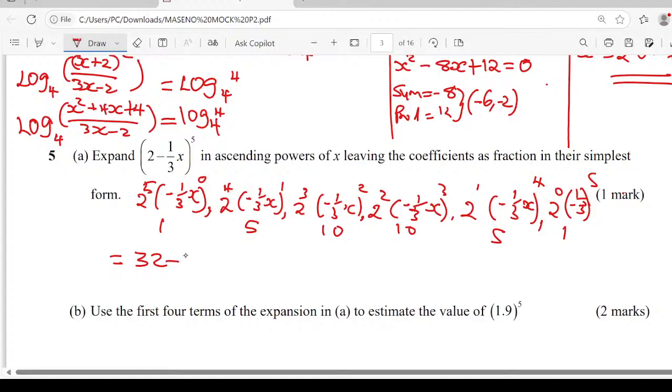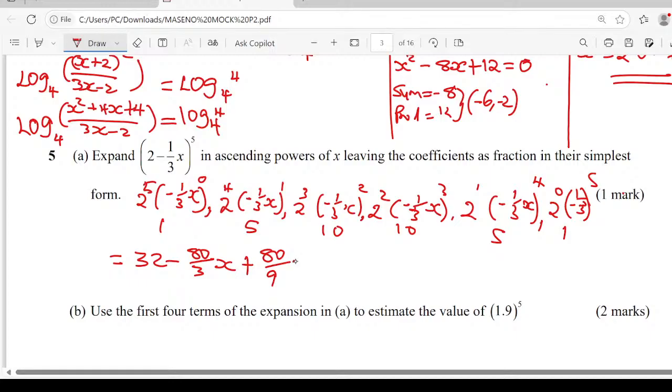I'm going to get negative 80 over 3x. Then when I take 2 cubed times 10 times negative a third squared, I'm going to get 80 over 9. As that will now be positive, it's going to be plus 80 over 9 x squared.